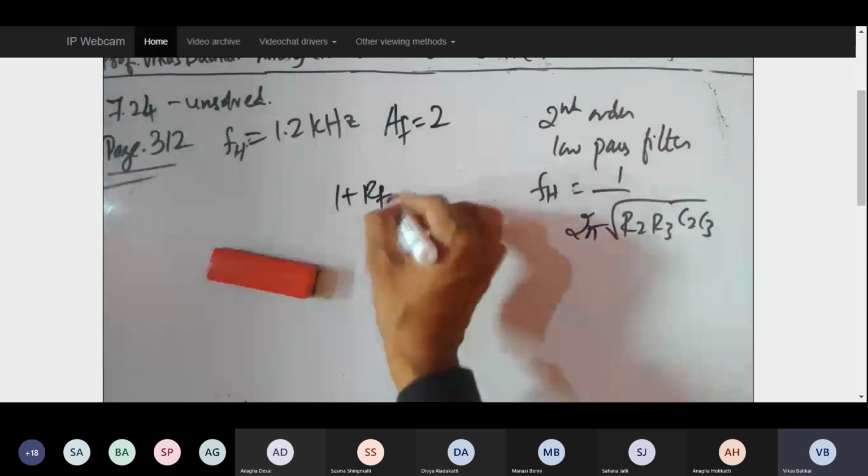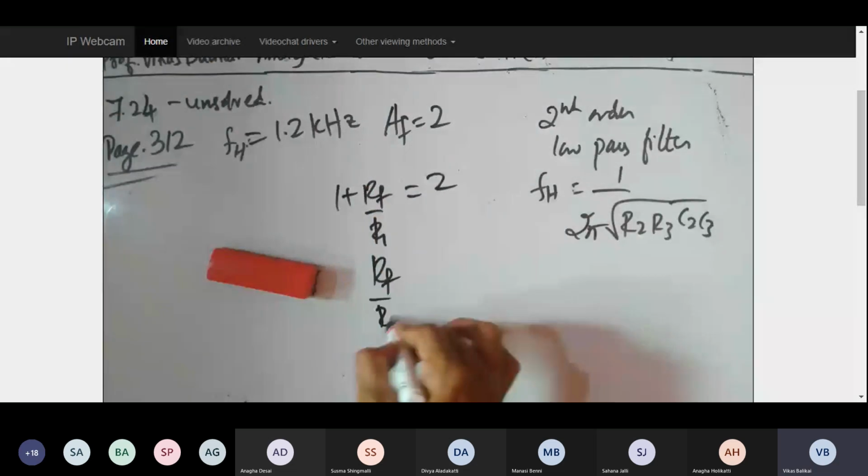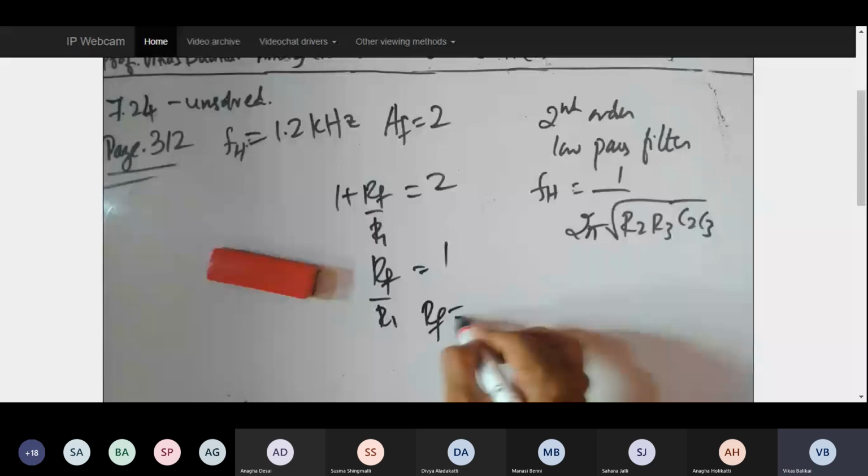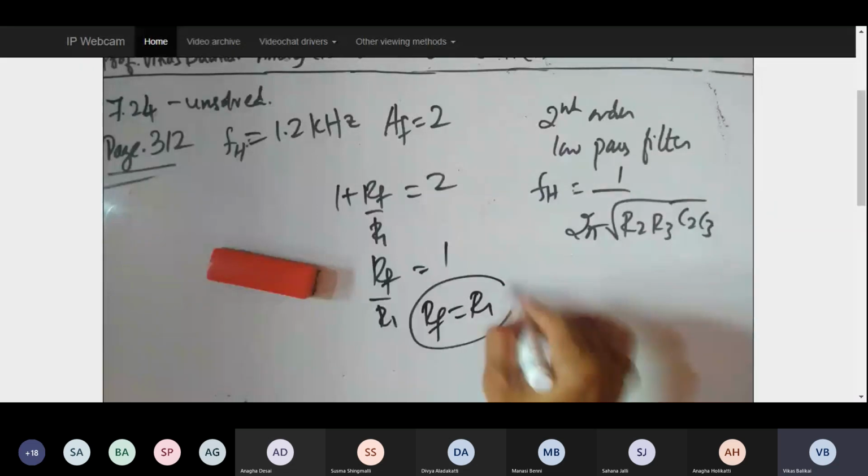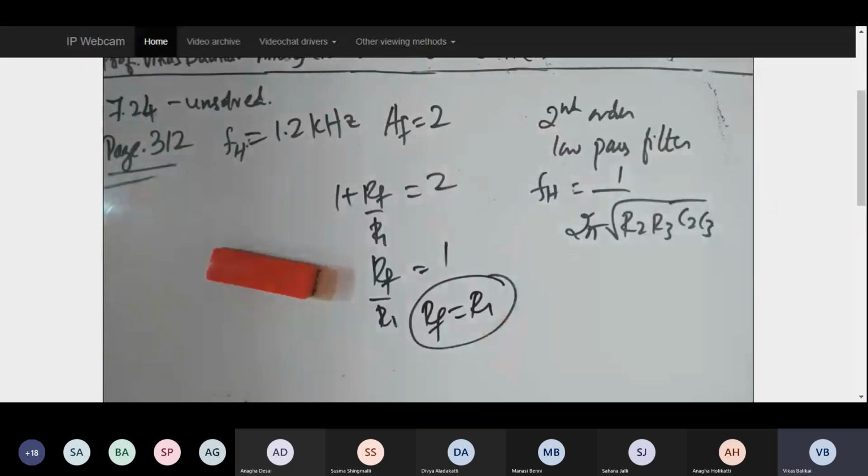From this equation it will be 1, so RF is equal to R1. Any value of R1 you assume, the same value will be replicated for RF. The best example is the one wherein he tried to give all the values. He will not give many assumptions, he will give many values, and maybe 1 or 2 values you can assume, but usually problems where you assume everything and solve do not come.